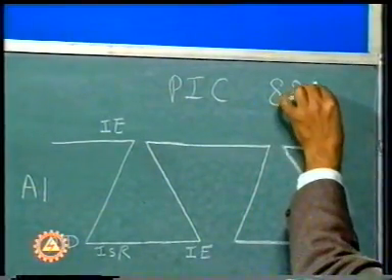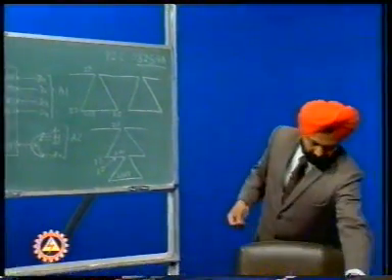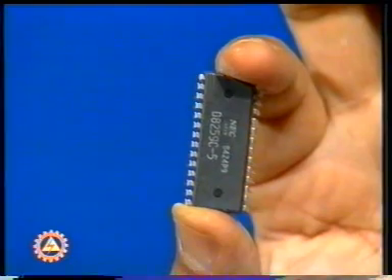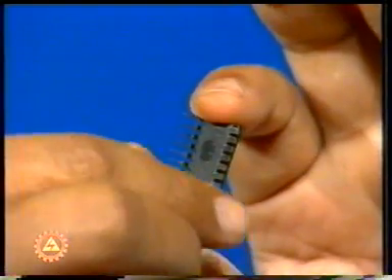8259A from Intel is one such chip. Now, this chip is a 28-pin chip. It is capable of handling 8 interrupts when used singly. Of course, this interrupt facility can be extended up to 64 interrupts by cascading these chips in the master slave configuration. This chip also is capable of being interfaced with 8-bit microprocessors like 8085 and 16-bit microprocessors like 8086.